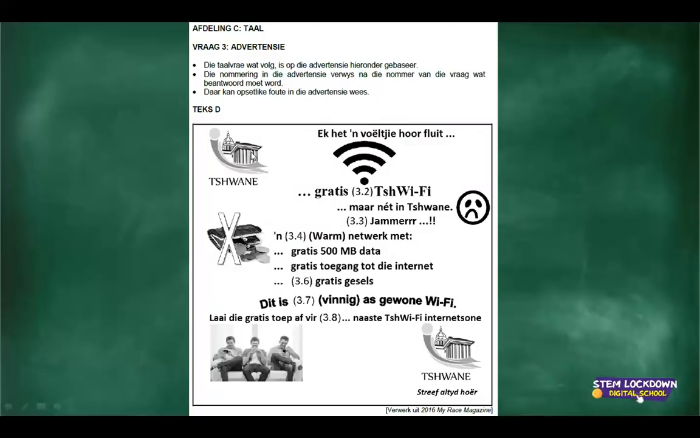So ons kyk na die hele advertensie. Ons het Swane, hierso het ons 'n beursie met 'n kruisteer. Ons het drie mans wat daar sit en hulle glimlag. Goed, ons het weer die Swane-logo. Ons het hier die hartsteer gestikkie en ons het die wifi-simbool en dan sê dit: ek het 'n voeltjie hoor fluit. Gratis wifi, maar net in Swane. Jammer. 'n Warm netwerk met gratis 500 megabyte data, gratis toegang tot die internet. Dit is vinniger as gewone wifi. Laai die gratis toep af vir naaste wifi-internetsone.